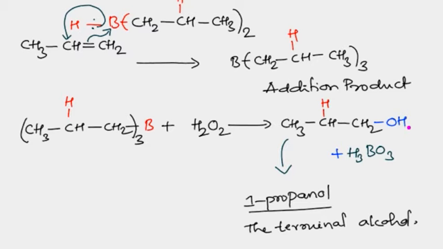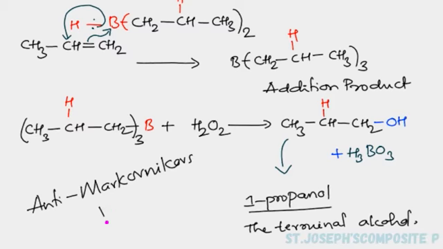Okay, and in this entire reaction, you can see that the OH attaching is the negative part of the reagent. So this negative part of the reagent goes to the carbon containing more hydrogens, and that is exactly opposite to Markovnikov's rule. It means that this reaction follows anti-Markovnikov rule. Okay, you just remember.